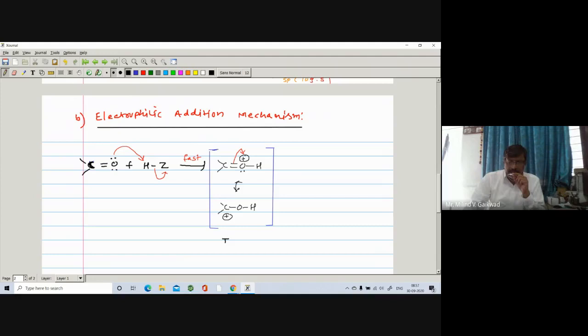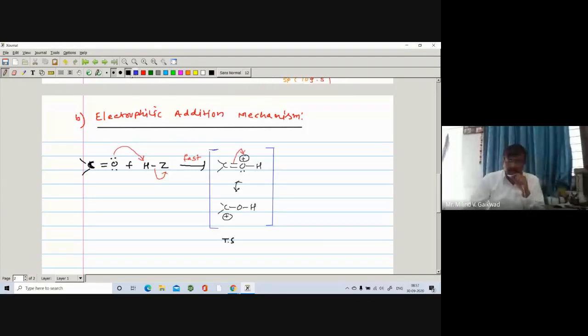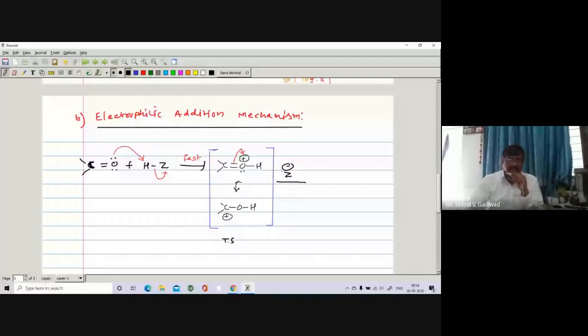Now further, in the next step, what happens? There is an attack of Z minus. Now the Z minus will attack the carbon, because there is a positive charge and you get the corresponding product. You can also write a transition state for this one. There is no need to write down the transition state, we can write directly also. But here I will write the transition state, how it attacks.